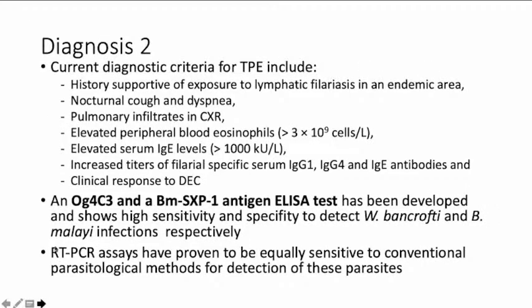So in terms of the current diagnostic criteria for TPE, there are these 7 aspects that you have to consider. So the first one is history supportive of exposure to lymphatic filariasis in an endemic area. So this could be someone who lives in that endemic area and could have been exposed because of living there, being bitten by the mosquitoes.